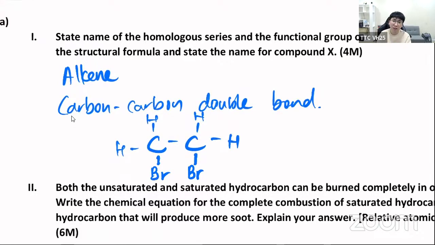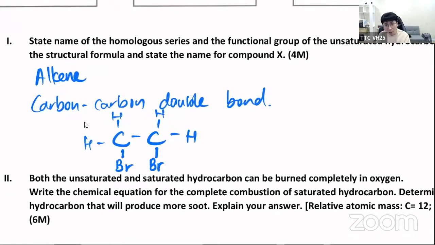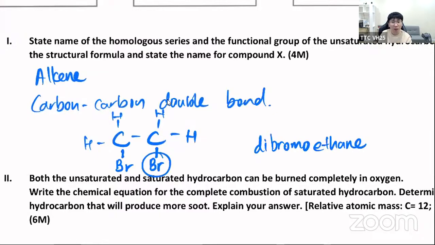So what do we call this? It's drawing, 1 mark. They need the name also. So this is no longer ethene. What do we call this? This is a 2 carbon with single bond, so we call this ethane. But then there is bromine, so with the bromine, we call it bromo. And then since you have 2 bromine, you call it dibromo. And then the 2 bromine is one at 1 carbon, the other one at the other carbon. So it's 1,2 dibromoethane.